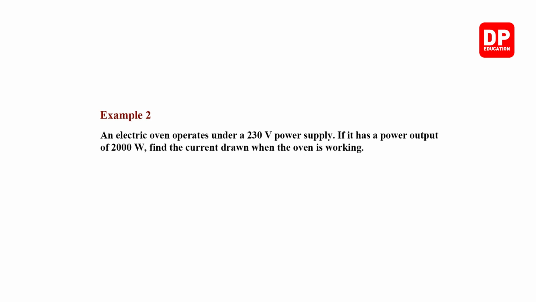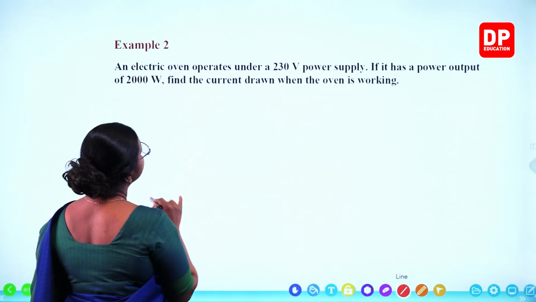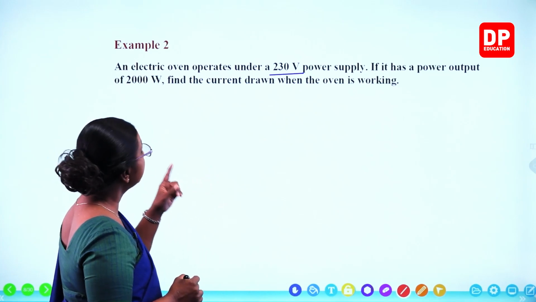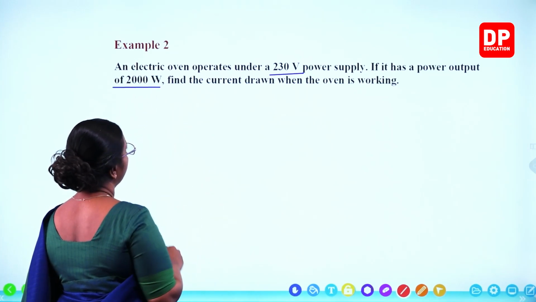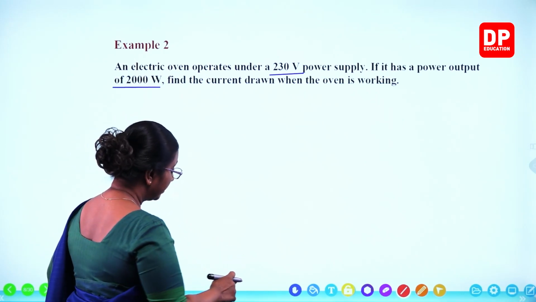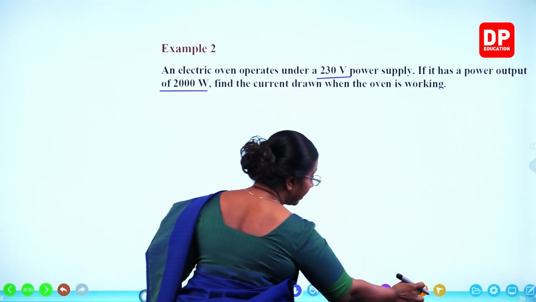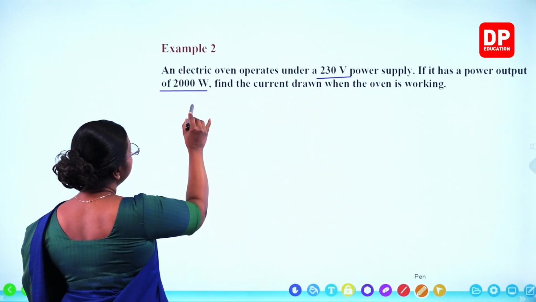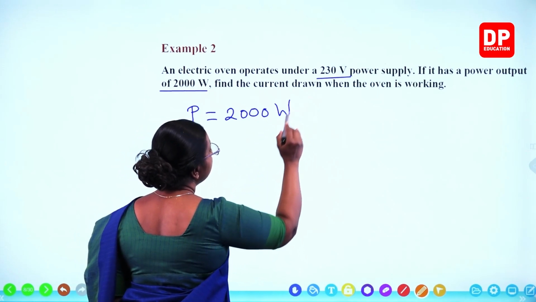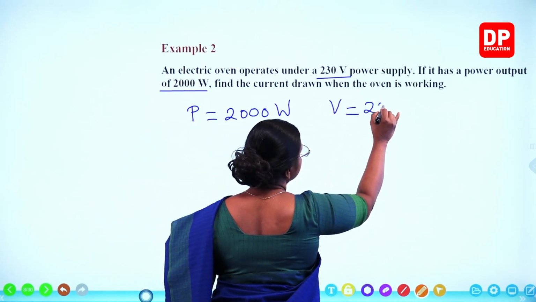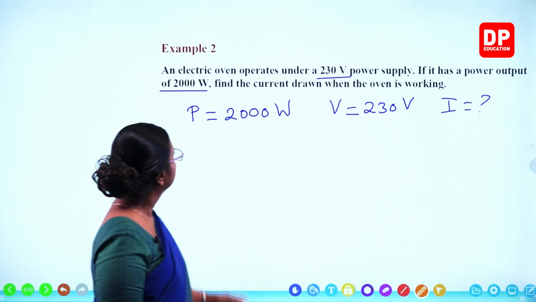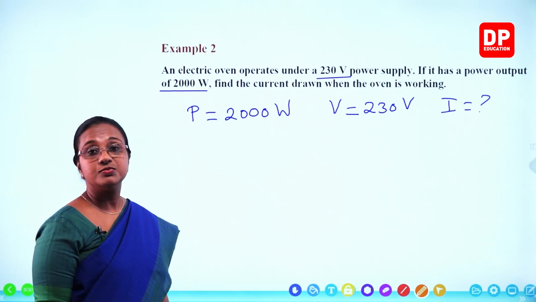Example 2. Now, here you can see an electric oven operates under 230 volt power supply. If it has a power output of 2000 watts, find the current drawn when the oven is working. So, what are the quantities given to us? We know the power, 2000 watts. Then we know the voltage, 230 volts. We need to find current. Find the current drawn when the oven is working.